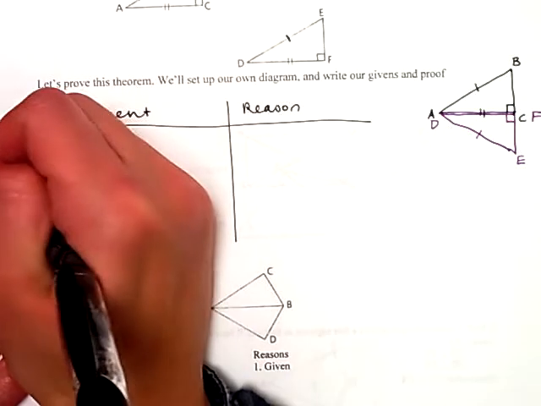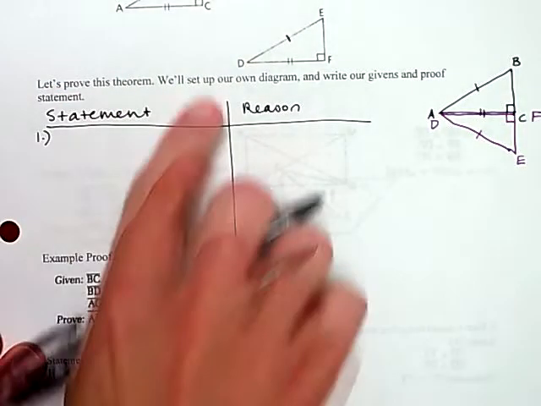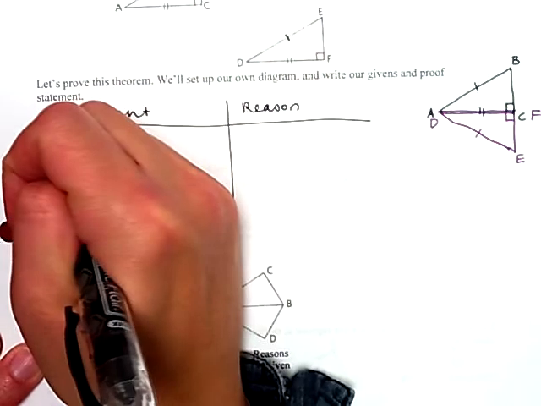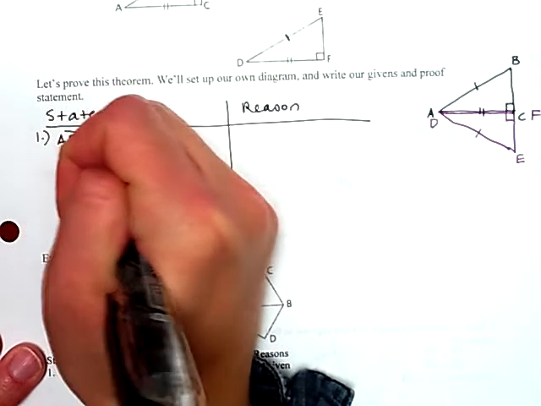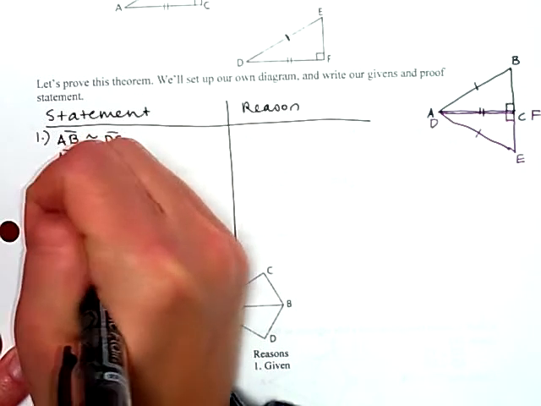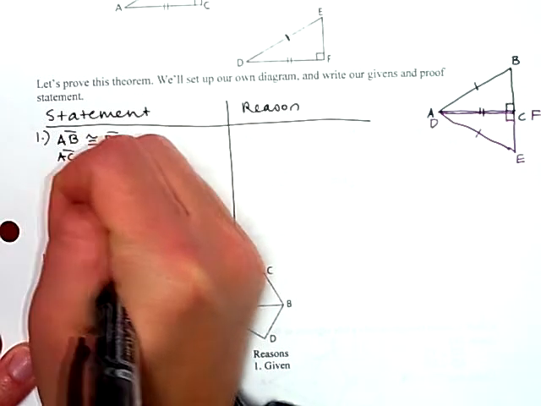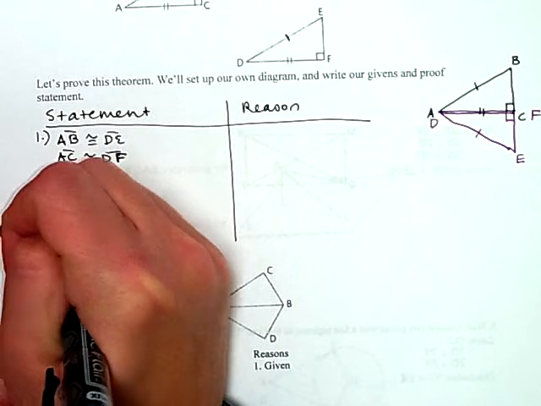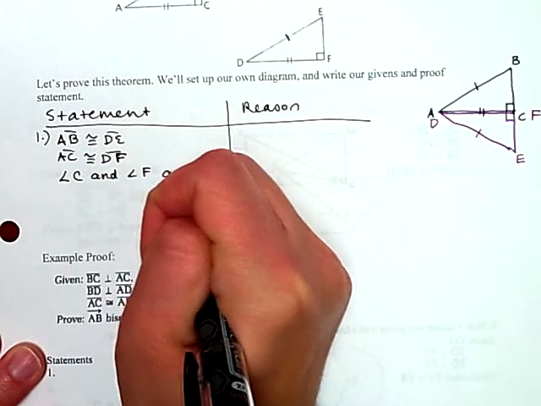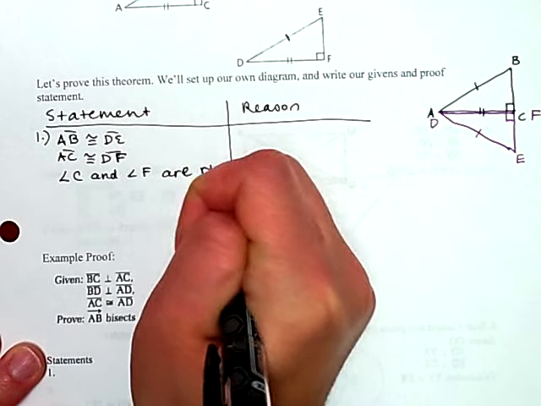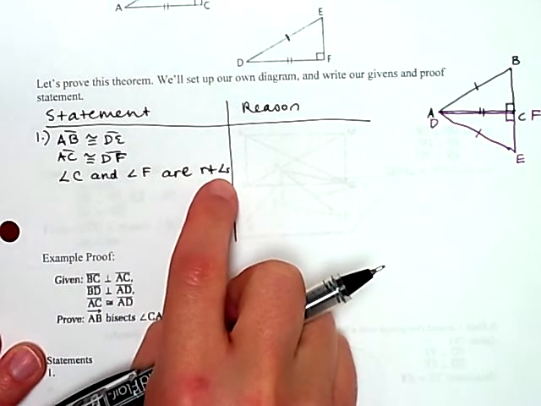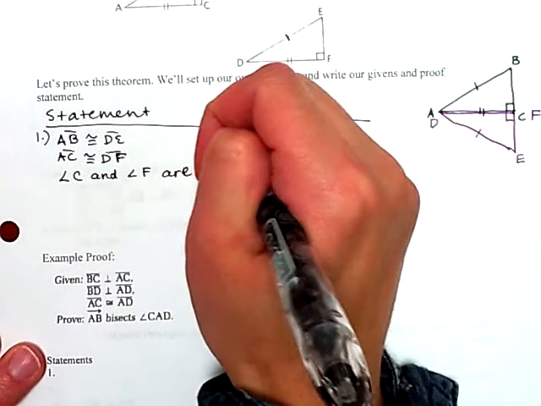So first of all, I'm going to write down my givens. My givens are the pairs of congruences and the fact that these are right angles. So I have AB is congruent to DE. I have AC is congruent to DF. And I have that angle C and angle F are right angles. So I'm just kind of abbreviating right angles with RT and then the angle symbol. My reason here is given.